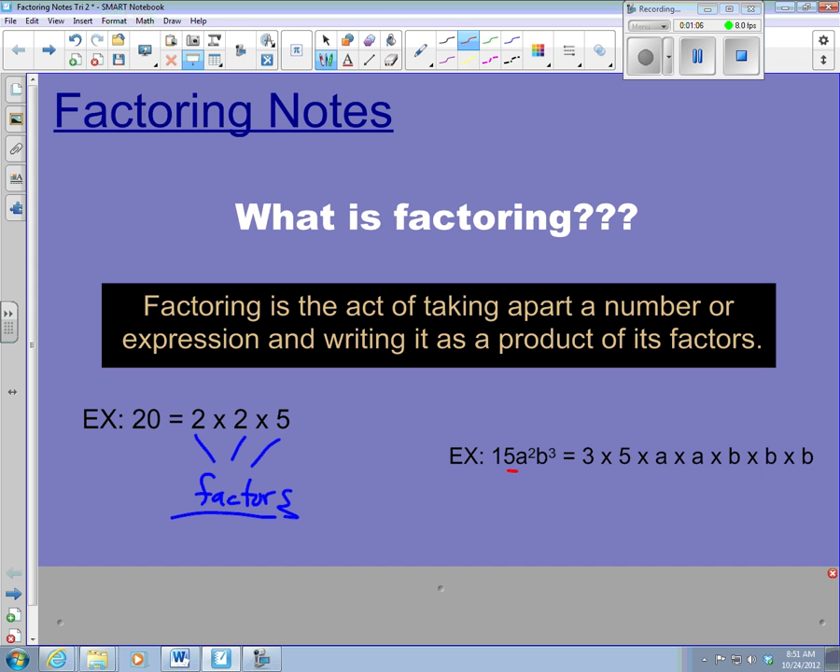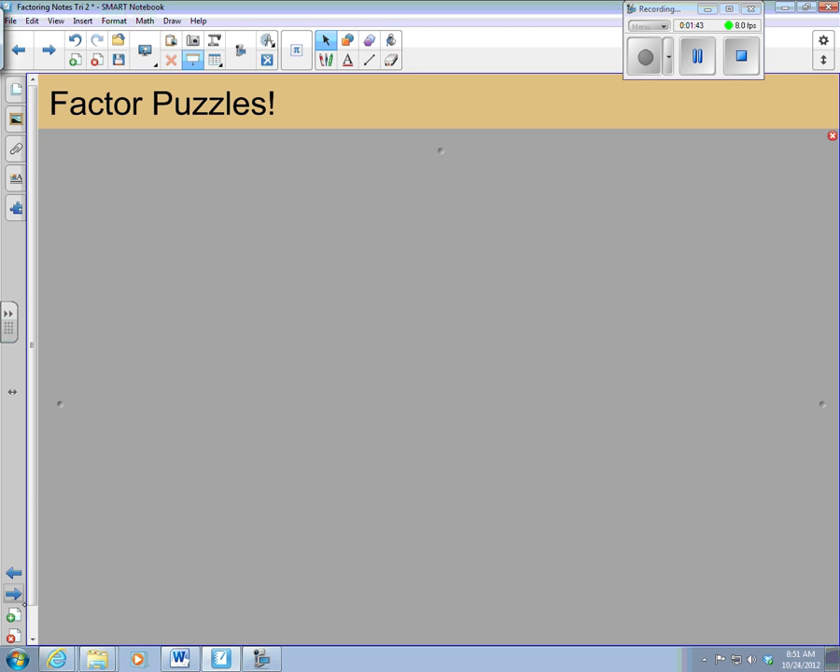15a squared b cubed, what would you multiply to get 15a squared b cubed? Well, 5 times 3 right here is 15. A times a is the a squared, and then b times b times b is your b cubed, but all of these together are your factors. This one actually has 1, 2, 3, 4, 5, 6, 7 base factors for 15a squared b cubed. So that's what factors are. Whenever you multiply two things together, the things you're multiplying together are your factors.